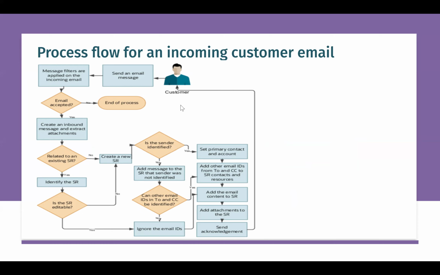So first, the customer will send an email. Then the system will check if there are any message filters. Let's say there are filters, like do not create for emails from certain domains, restricted domains or something. If there are some such setups, then it will be filtered here. If the email is accepted by these filters, then it will process further. Otherwise, it will end the process here itself.